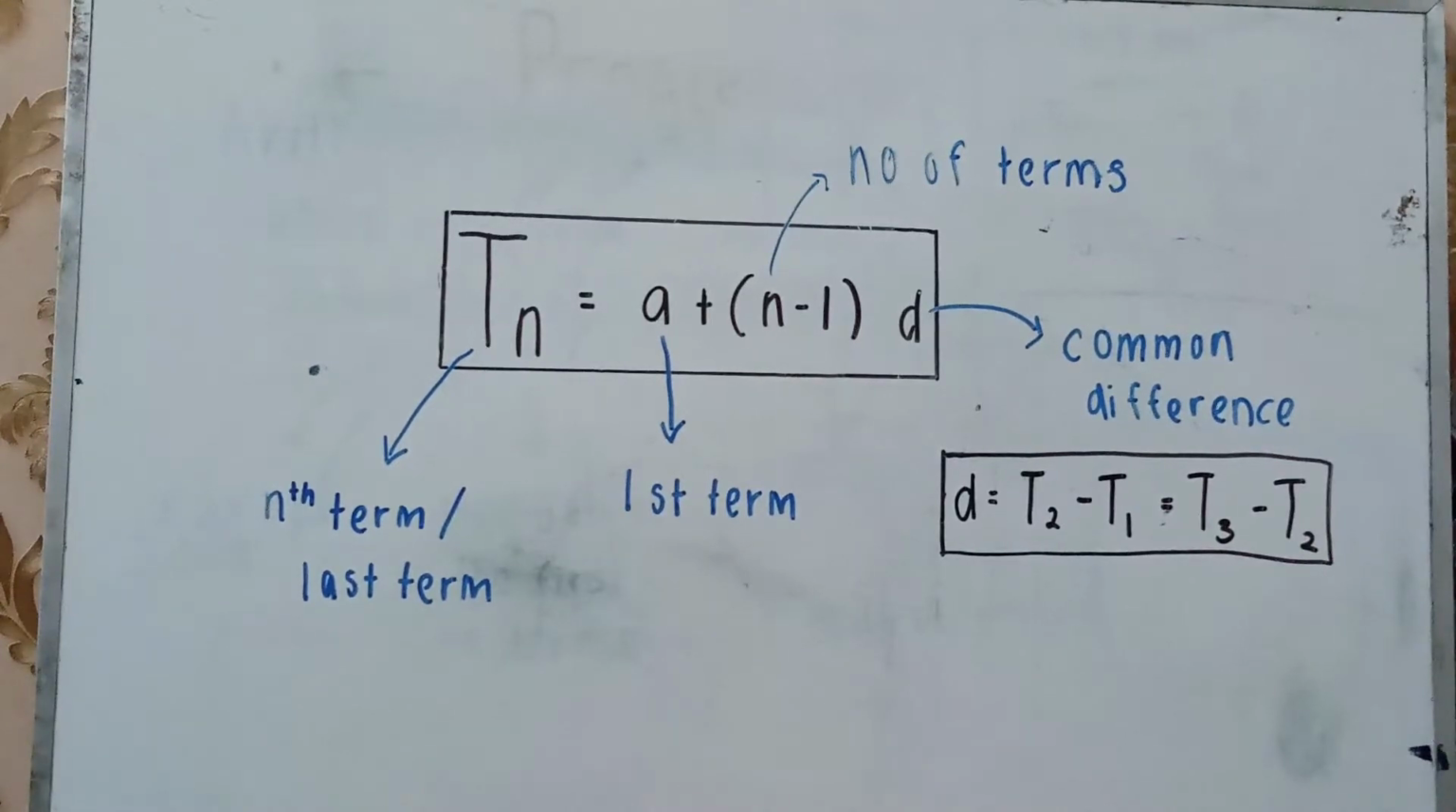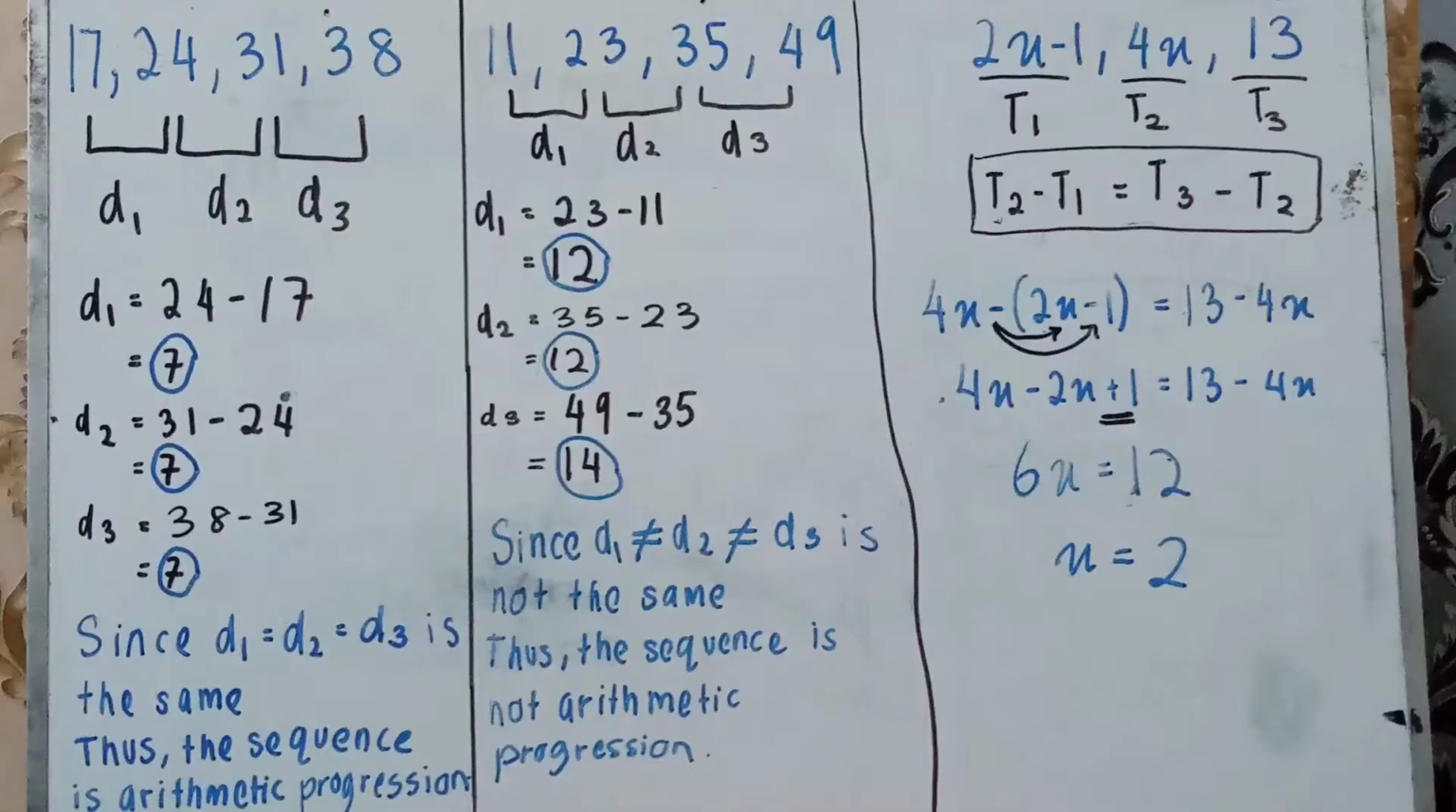As I just told you, arithmetic progression is a sequence in which each term is obtained by adding a constant to its previous term. So, as you can see at the common difference, T2 minus T1 equals T3 minus T2, which means the d is a constant value. To have a better understanding of the concept of arithmetic progression, we will go through an easy exercise.